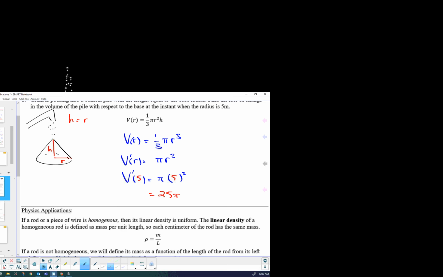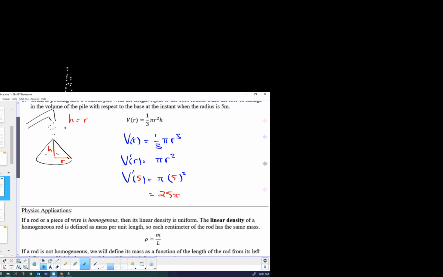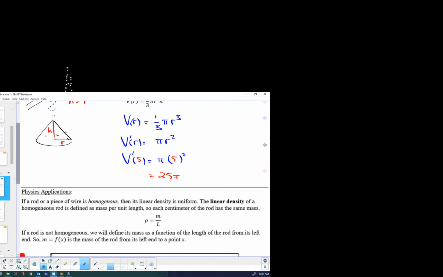So sometimes we simplify these down, sometimes we don't. I'll get to your question in a moment. In this case, we'll go with the exact value, 25 pi, which is about 78, in that range. We're given a radius in meters, and that means our volume would be cubic meters. So this would be meters cubed per meter.